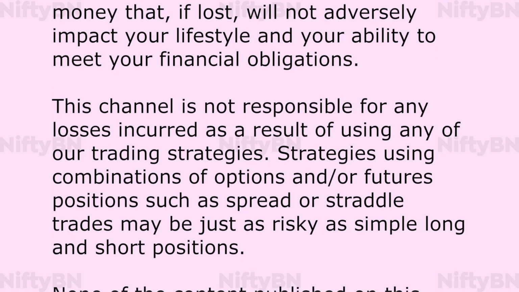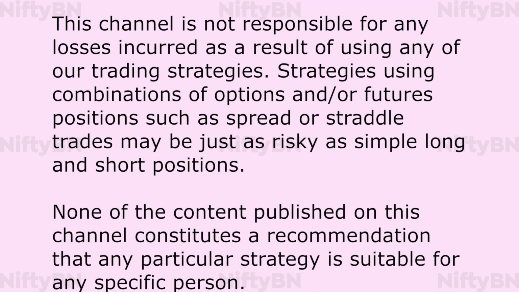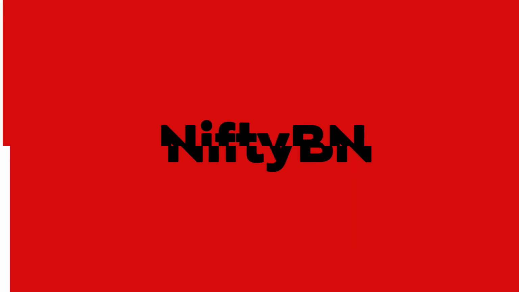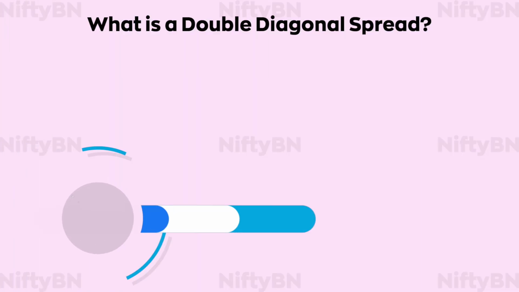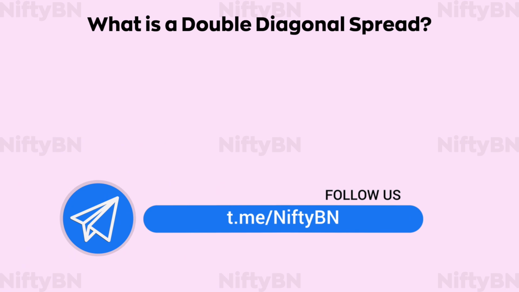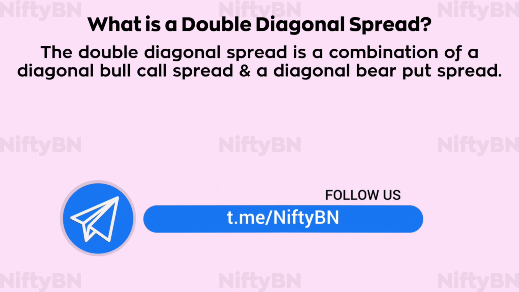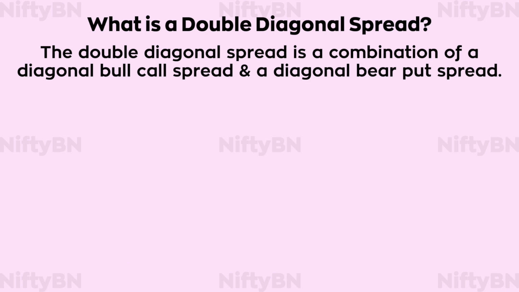In this video, we will learn how to use the double diagonal spread as an income strategy. So what is a double diagonal spread? The double diagonal spread is a combination of a diagonal bull call spread and a diagonal bear put spread.